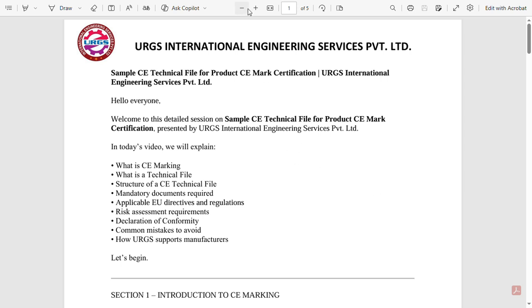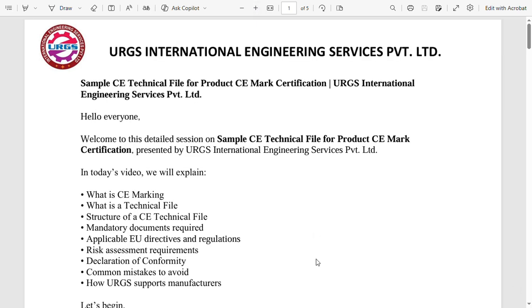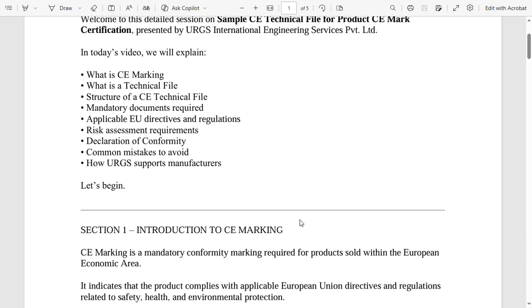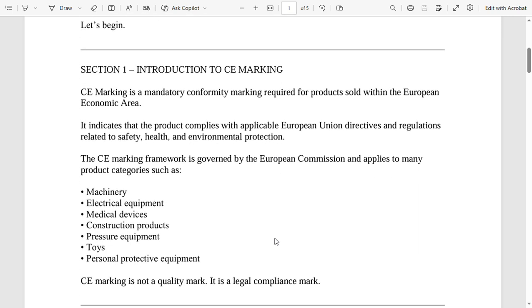Welcome to this detailed session on sample CE technical file for product CE mark certification presented by URGS International. So in today's video we will explain what is CE marking, what is a technical file, structure of a CE technical file, mandatory documents required, applicable EU directives and regulations, risk assessment requirements, declaration of conformity, common mistakes to avoid, how URGS supports manufacturers. Let us begin.